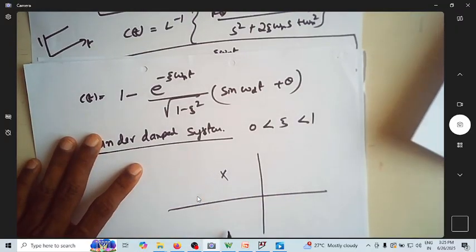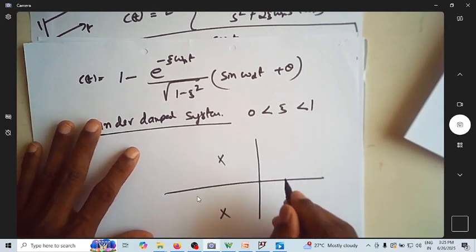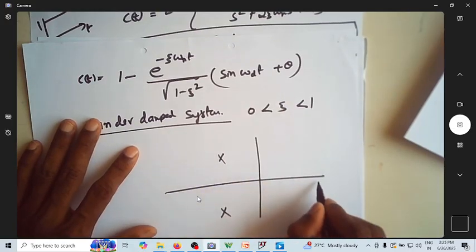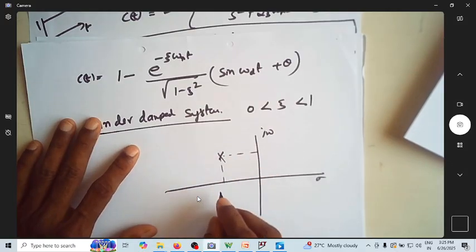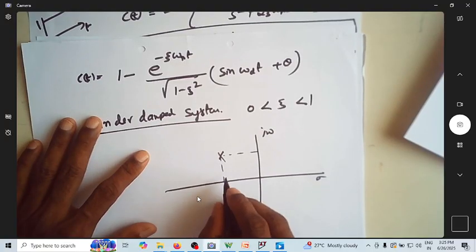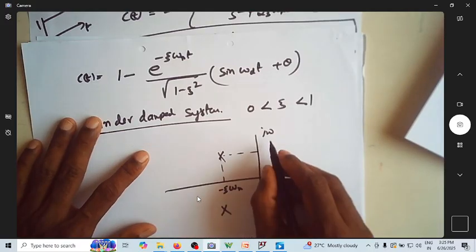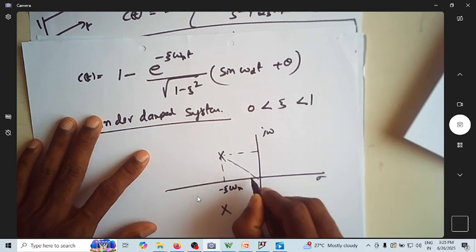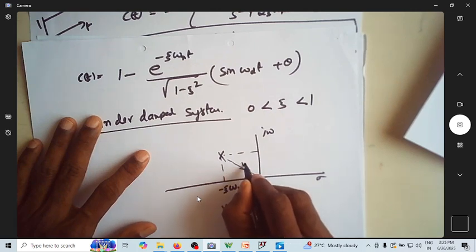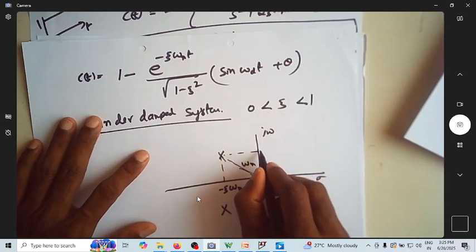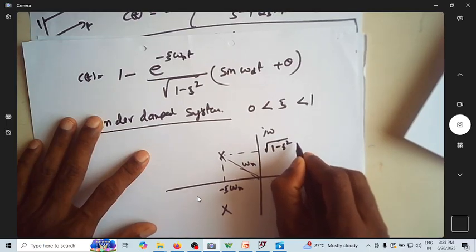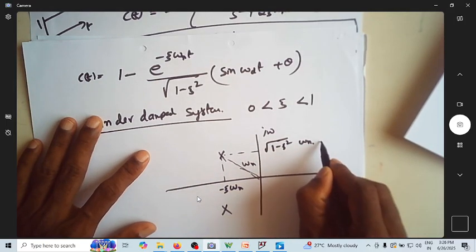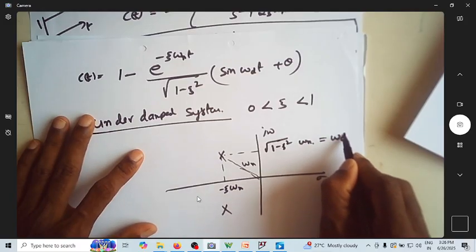The roots are always complex in nature. So now this is the real part, and this is omega. Its real value will be minus zeta omega n, whereas this is omega n, this magnitude, whereas this is under root of 1 minus zeta square into omega n. This is what I call omega d.